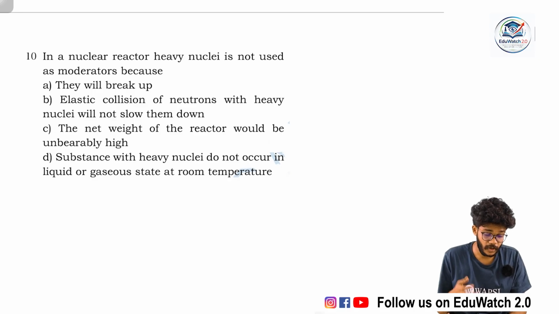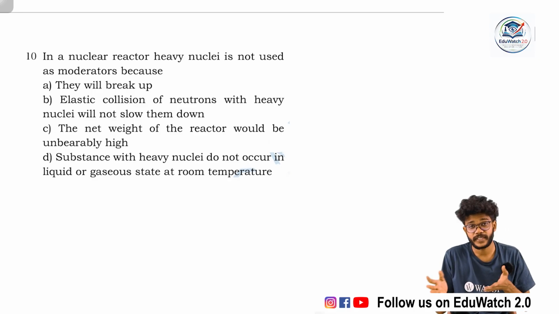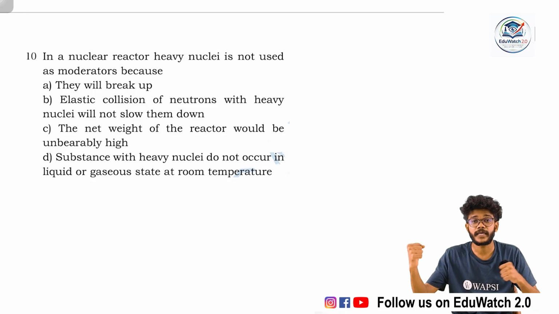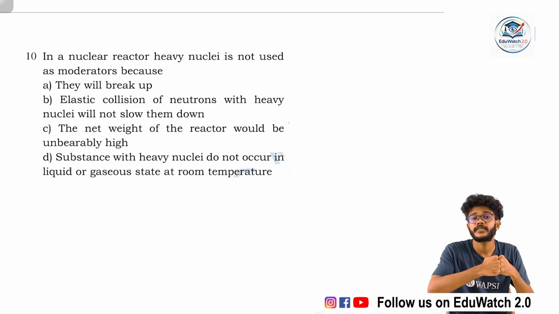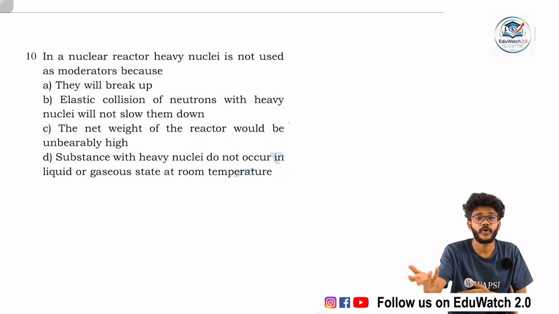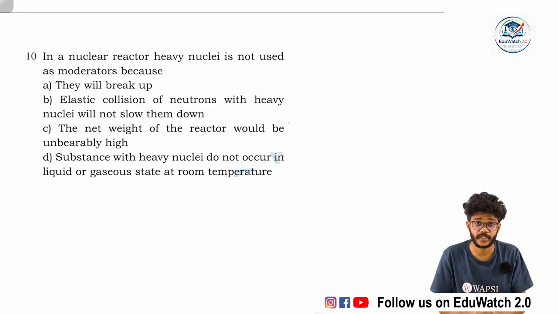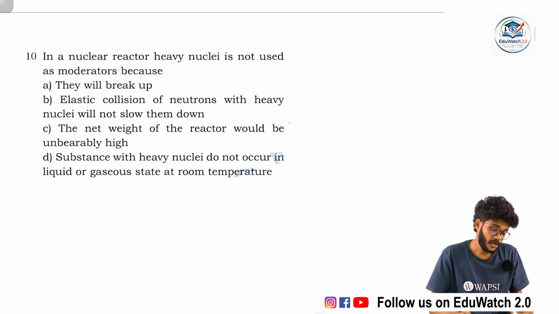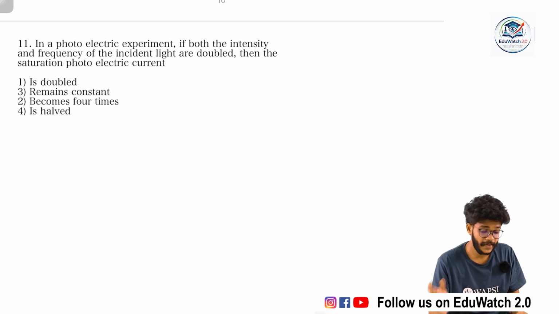Option D is incorrect, option C is incorrect, and for option B, as already discussed, heavy nuclei will not slow them down. By momentum conservation the neutrons will strike and go away with a high velocity, and that neutron can cause the next nuclear reaction. So the nuclear reaction can't be suppressed. Okay. So moving to the next question, 11th question.